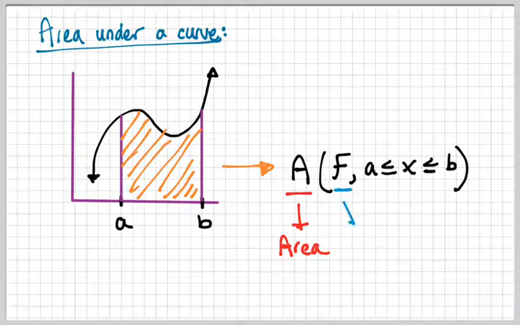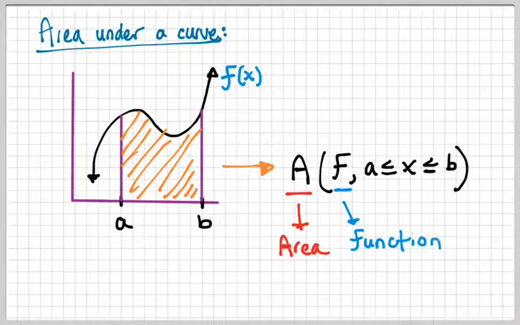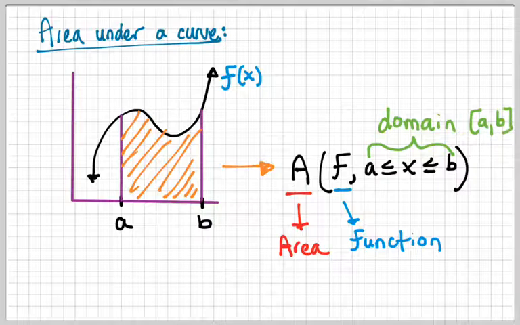The F, and maybe I'll help here if I label this F. This is our F of x. That's the curve itself. Our F represents the function, or the curve we're dealing with, which can change. And this inequality notation is your domain, which we've been writing in interval notation as A, comma, B. So if we read this from left to right, what this is asking is find the area under the curve of function f on the domain A to B, or in other words, the area of this shaded region.